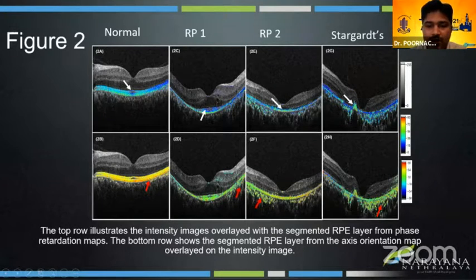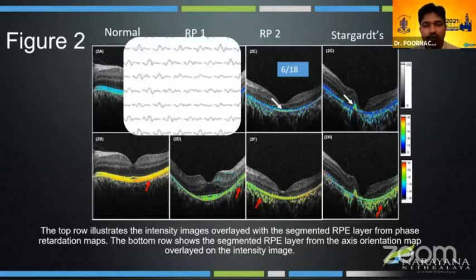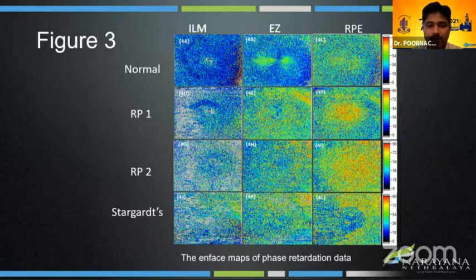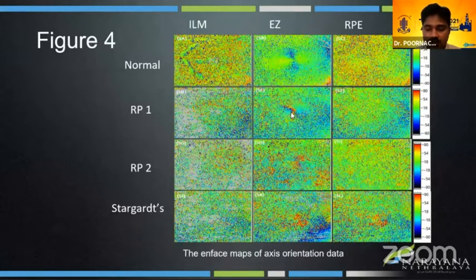One more interesting factor we observed was this patient, though we could hardly make out any ellipsoid zone, still the patient had 6/18 vision. If you observe carefully, RPE is still giving some depolarization signal, indicating there is some talking going on between the RPE and the photoreceptor. This even the multifocal ERG failed to pick up. And this is of a different patient, and these were repeatable across the patients, both the phase retardation and the axis orientation map. You can see the deterioration of the bow tie pattern. All these were quantified, and these were statistically significant.